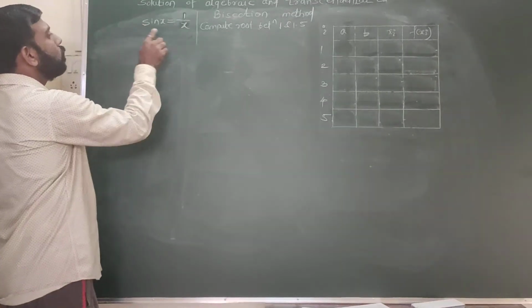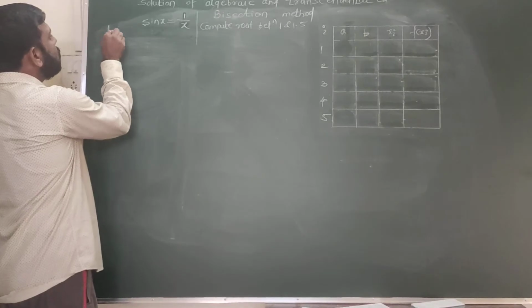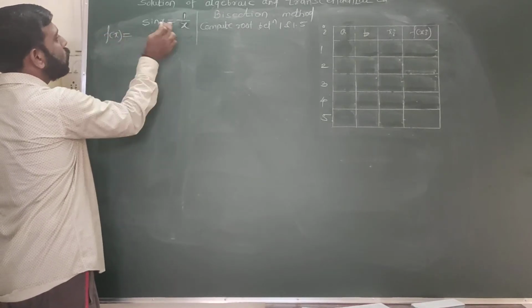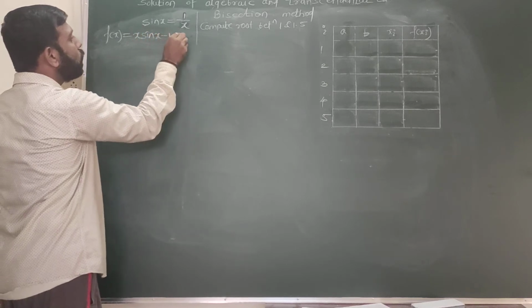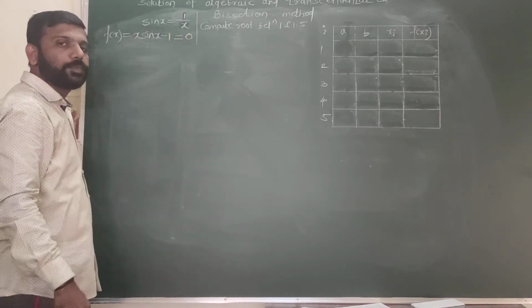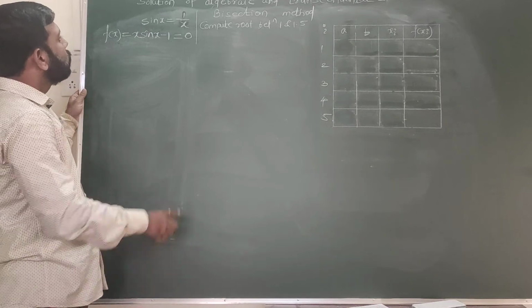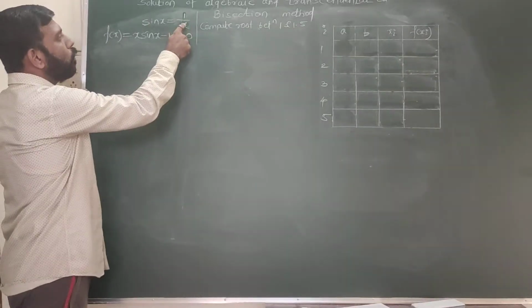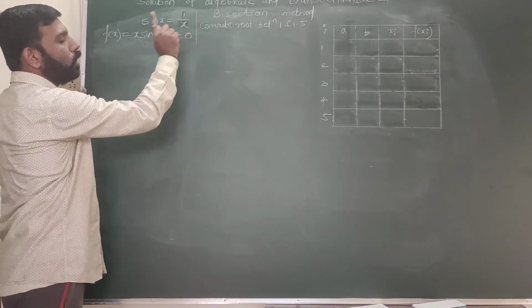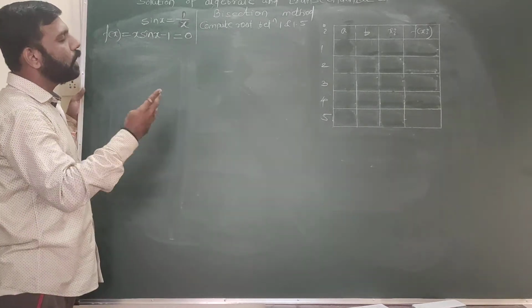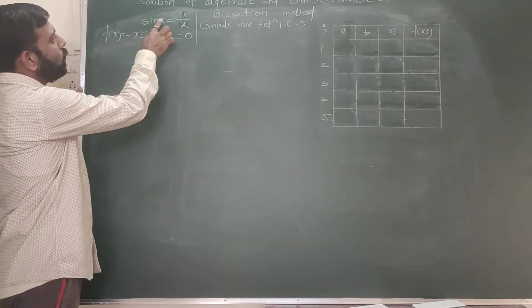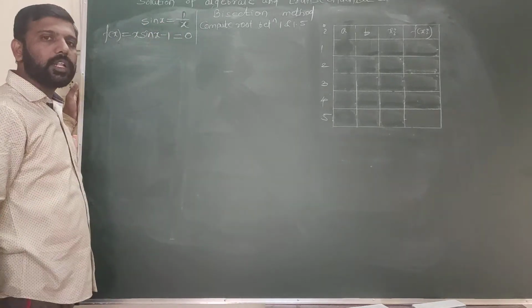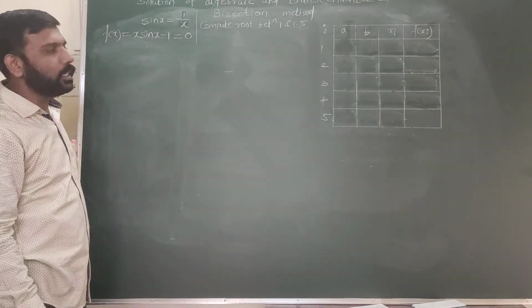Now we'll rearrange this equation. f of x is equal to x sin of x minus 1, which is equal to 0. This we can rearrange like this, 1 upon x minus sin of x equal to 0. So it depends on us how we are writing that equation. Now I have taken here x sin of x minus 1 equal to 0. All the terms we have to put on the left hand side.